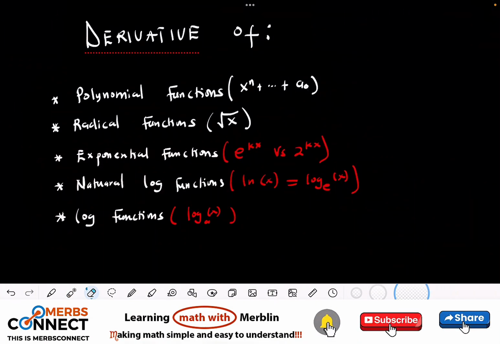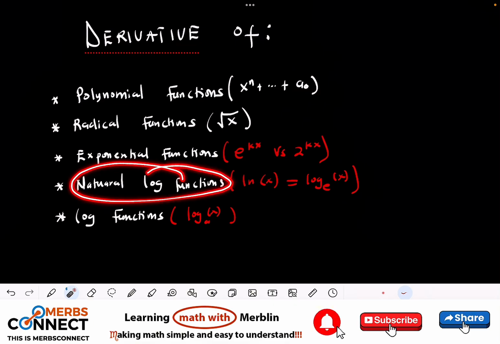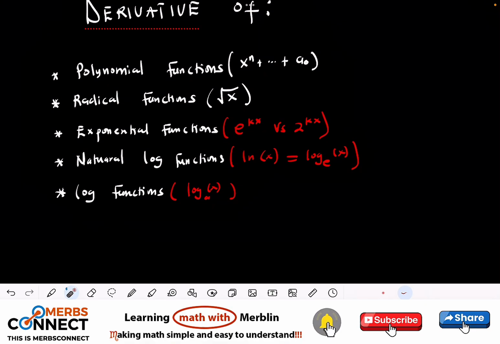So we were able to learn how to differentiate a polynomial function, and we said with a polynomial function, all we need to do is use the power rule. Radical function, we need to rewrite it in a form that we can use the power rule. We learned the exponential function when the base is e and then when the base is not e. And then we learned the natural log function, which is ln of x, which is the same as log of x base e, right? And we also learned how to differentiate the log function itself, right?